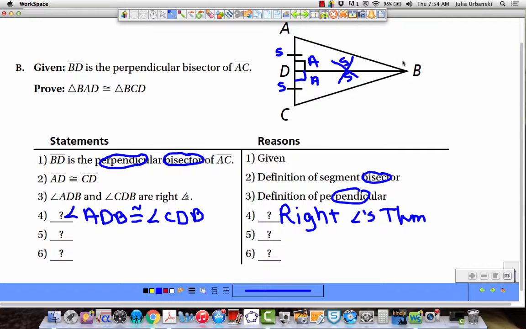All right, if you do it, you have to write it. If you're using it in your picture, you have to write it. So over here, we're going to say which segment equals itself. DB. Yep, DB, this segment is equal to itself. For what reason? Reflexive property. Anytime you put an X in your picture, you need to include the reflexive property in your proof somewhere.